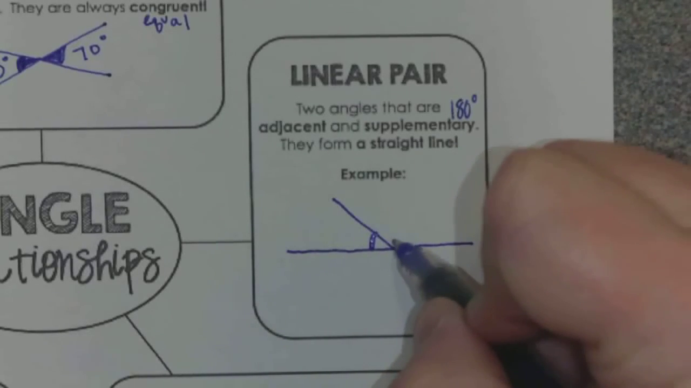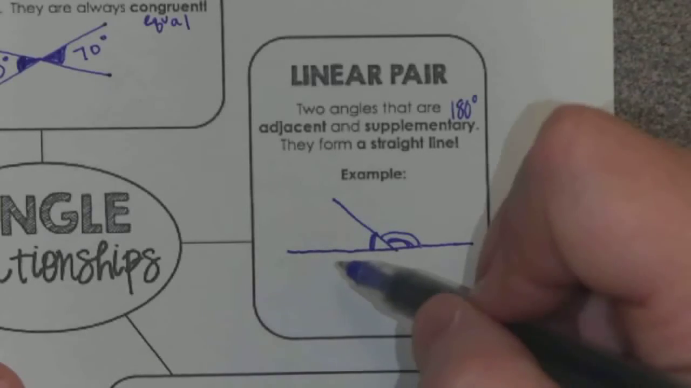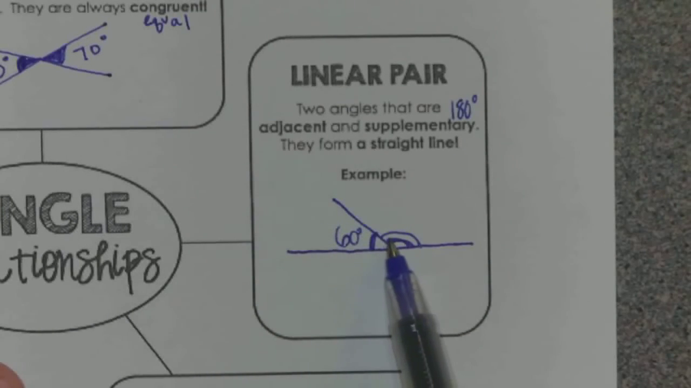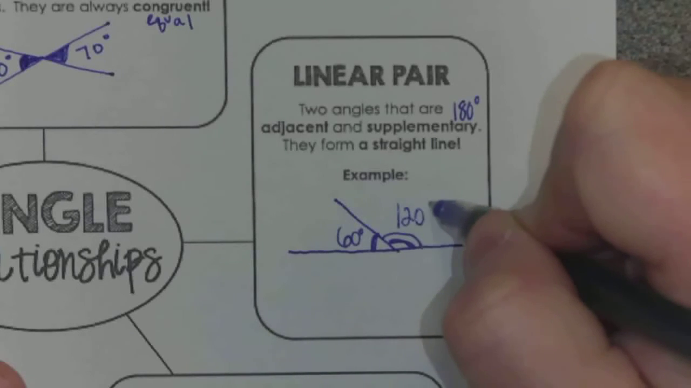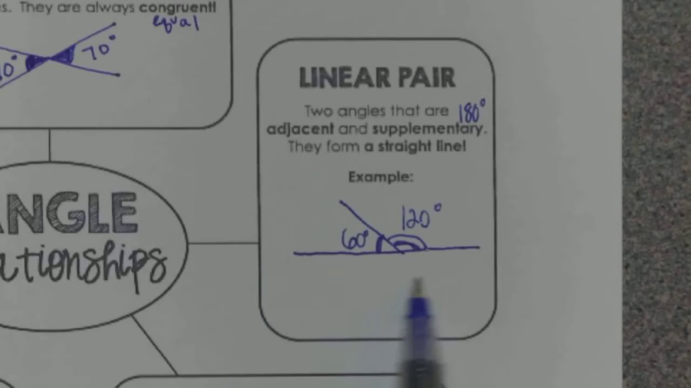So this angle and this angle right here are called a linear pair because they're on the same line together, which means they automatically add up to 180 degrees. So if this side of the angle was 60 degrees, what does this side of the angle have to be? Yeah, 120, thank you. Okay. Linear pair, make a straight line together.